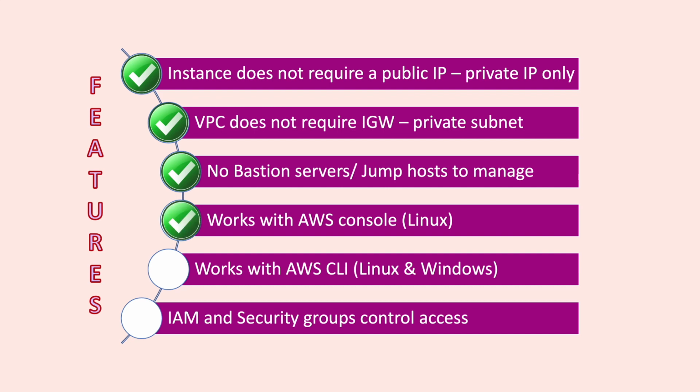As of today, you can use this feature to connect to your Linux instances using both the AWS console and the CLI. However, for Windows instances, this feature is only available via the CLI and not via the console. With the right IAM permissions and security group rules, you can easily access this feature, which we will discuss in detail in the demo later in this video. Let's look into the network architecture now.